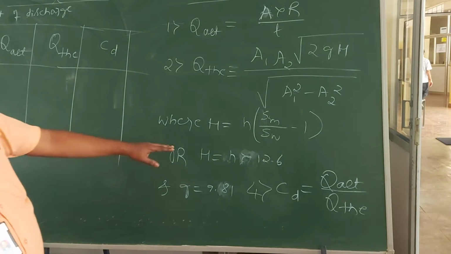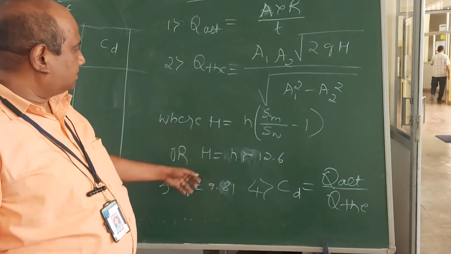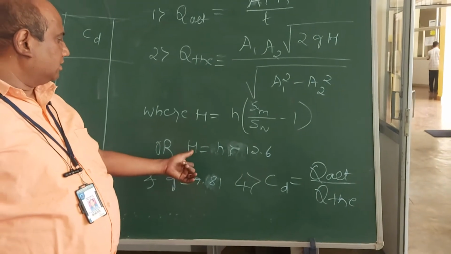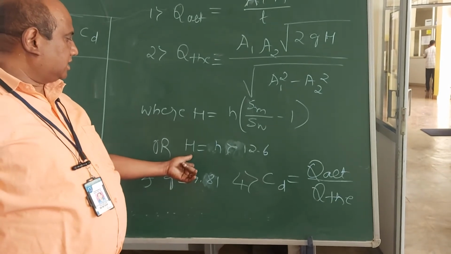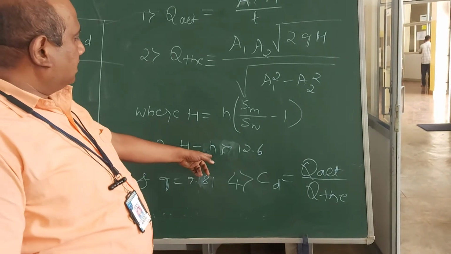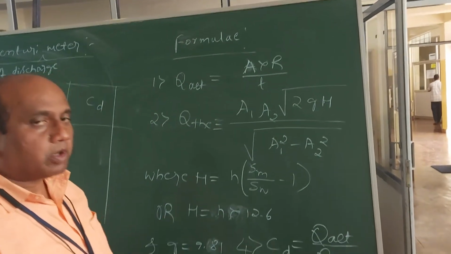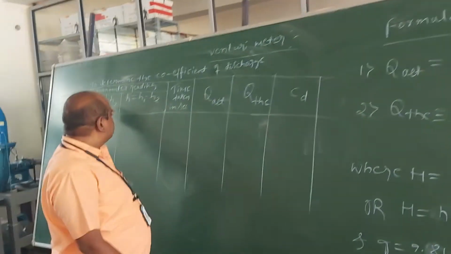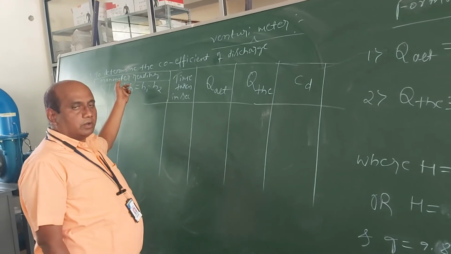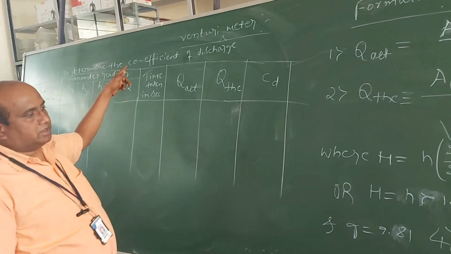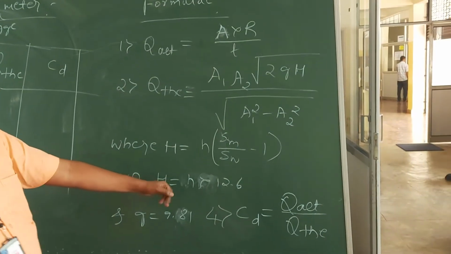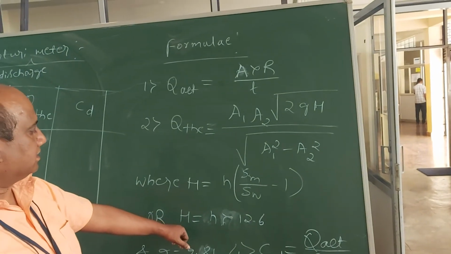Now you know G equals 9.81, the value. And the H value you can calculate by multiplying 12.6 with the small h. What is the small h? The small h is the difference of the manometric heads, that is H1 and H2. If you multiply these two, you get the water head, that is H.